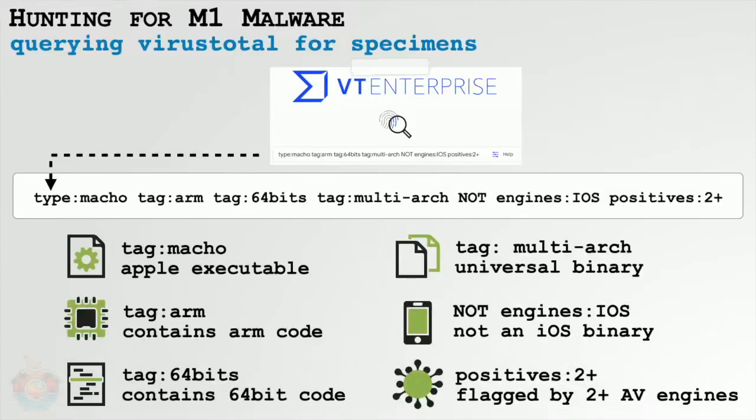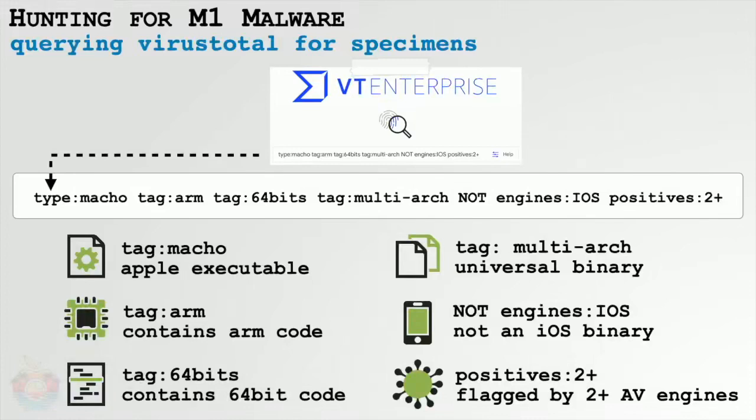My goal was to find M1 malware. We can see based on the tags, the types, I'm looking for a macOS binary. I'm saying type ARM, 64-bit. I'm saying multi-architecture, basically looking for these universal binaries. Using the engine flag saying not iOS, I'm only interested in Mac binaries. And finally, I'm looking for binaries that have already been flagged by at least 2 antivirus products.